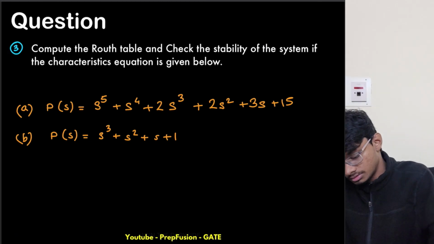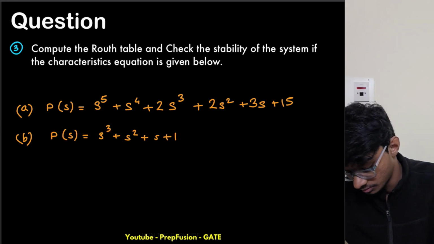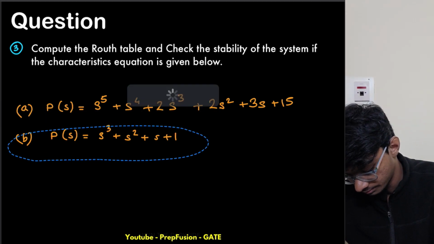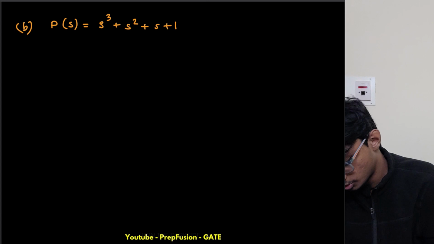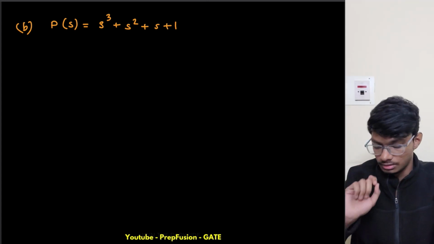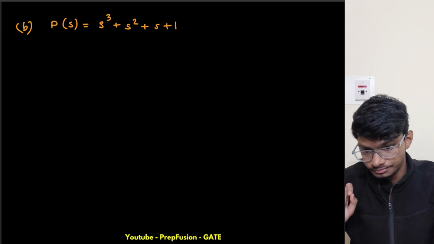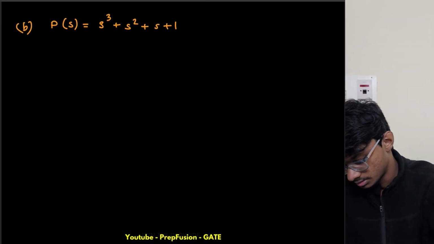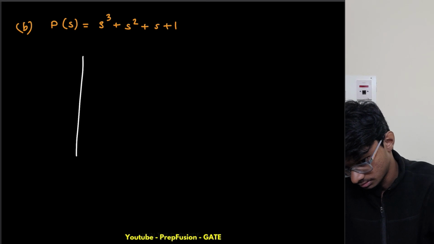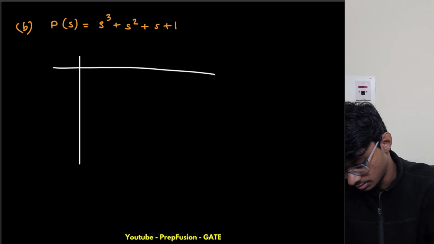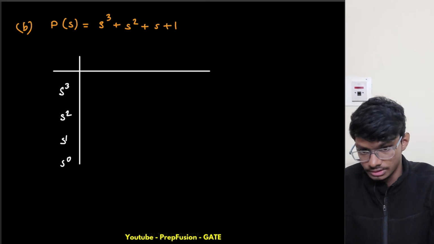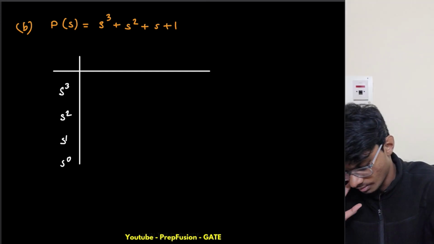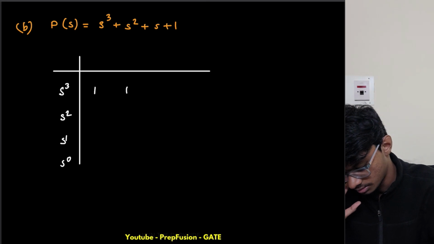Now let's do it for the second case. So let me take this one, copy this one, and paste it over here, right? Now I will construct the Routh table. Let me construct the Routh table. Write this as s cube, s square, s to the power 1, s to the power 0. Now what are my coefficients basically? My coefficients: 1, skip this, and 1, 1.